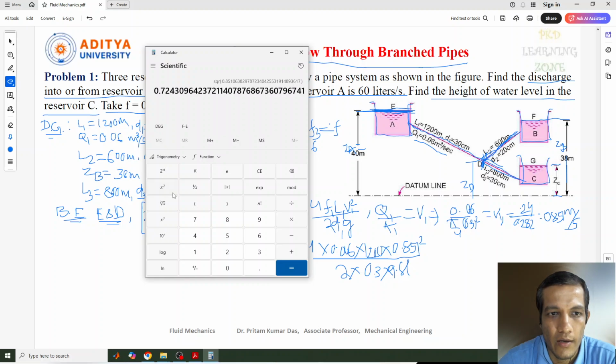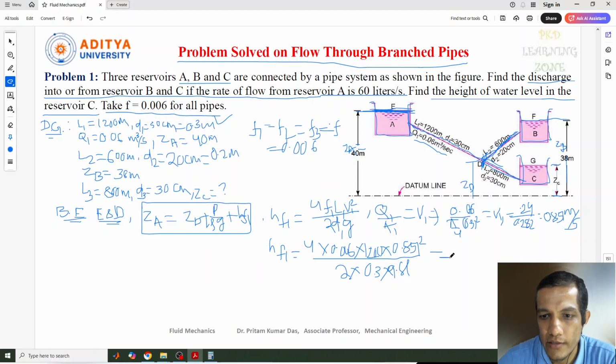This much square. Square of this is this one, multiplied by 1200 into 0.006 into 4, 20.86. Okay, divided by bracket start 2 into 0.3 into 9.81 bracket close, 3.54. So this is the head loss, that is equal to 3.54 meter. Now put this value in this equation.